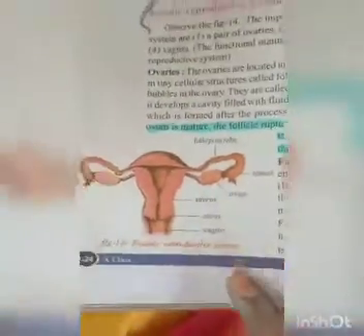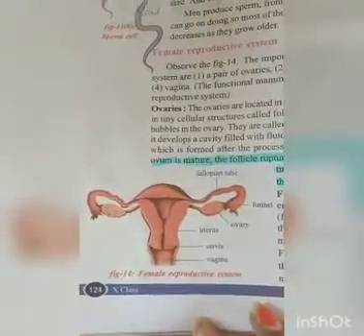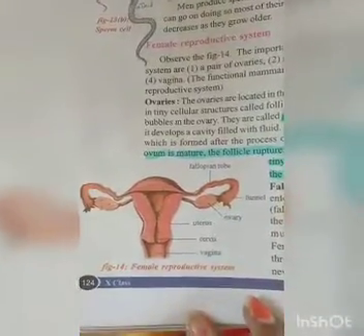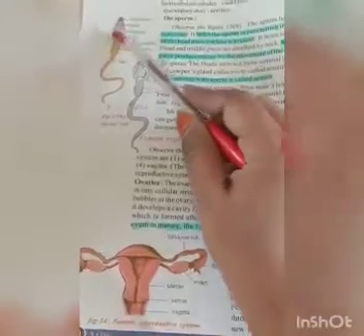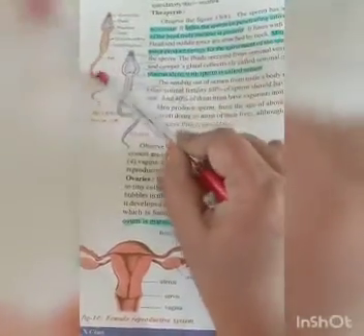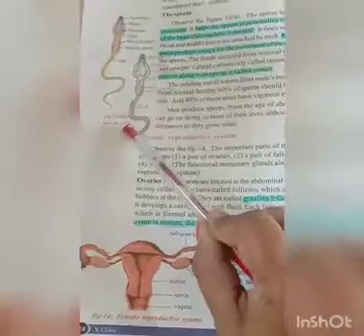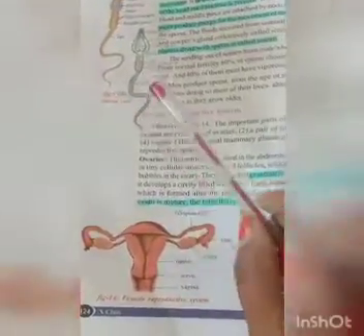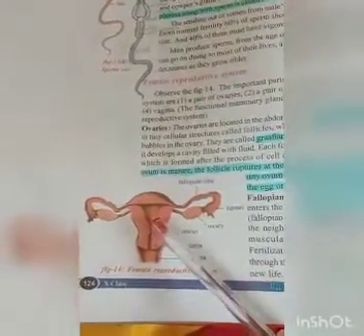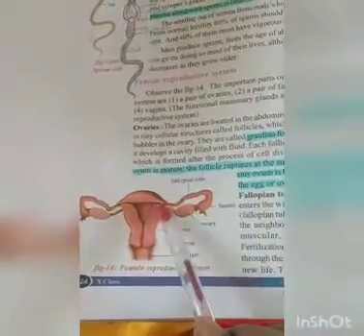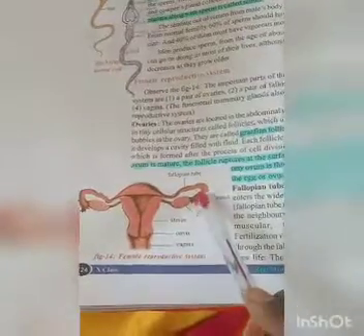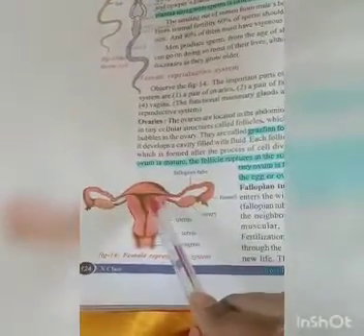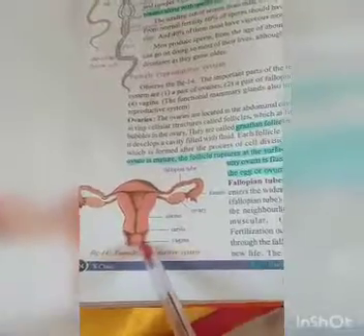Next, see here, this is the female reproductive system. The sperm cell structure and diagram are also important: acrosome, midpart, tail. This is the sperm cell diagram. Next, the female reproductive system consists of 2 ovaries, funnel shape, fallopian tube, uterus, vagina.